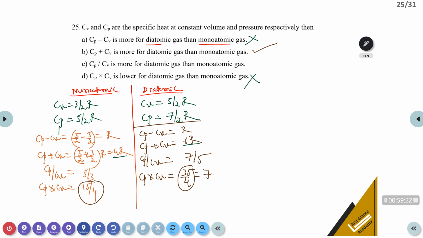Is this also more? No. Cp by Cv, check it. Okay, we will check it. Cp plus Cv is more for diatomic. Cp by Cv is more for diatomic gas. Okay, so something is the same. This also, Cp by Cv is more for diatomic gas. This is also right.